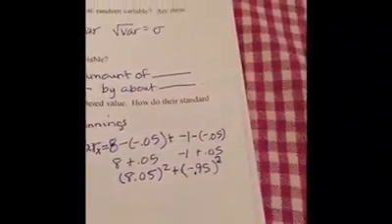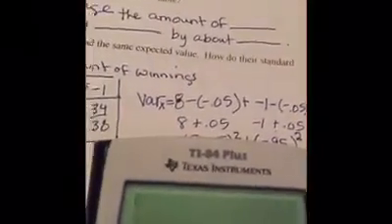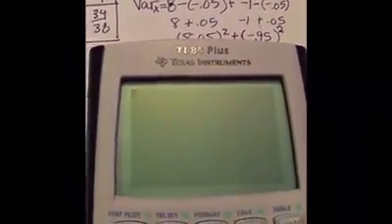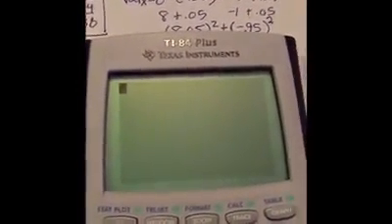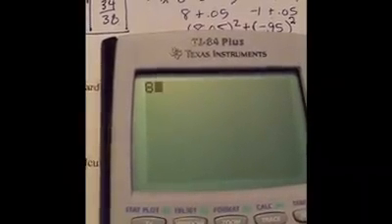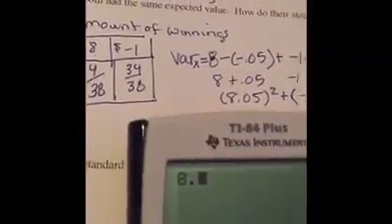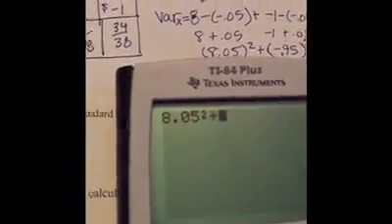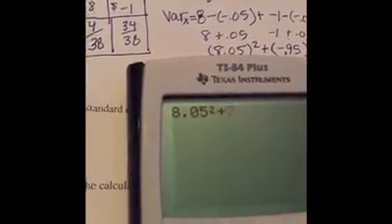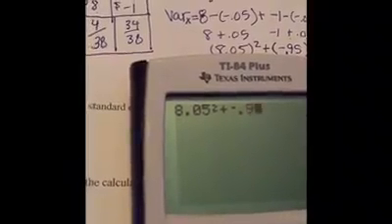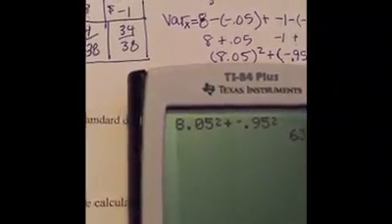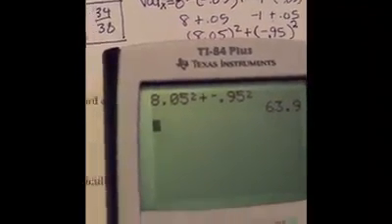So to find the standard deviation of the random variable, we would have to take the square root of the variance. Let's see what these add up to. Over to the calculator: $8.05 squared, plus negative 95 cents squared, and add them together, we get 63.90.